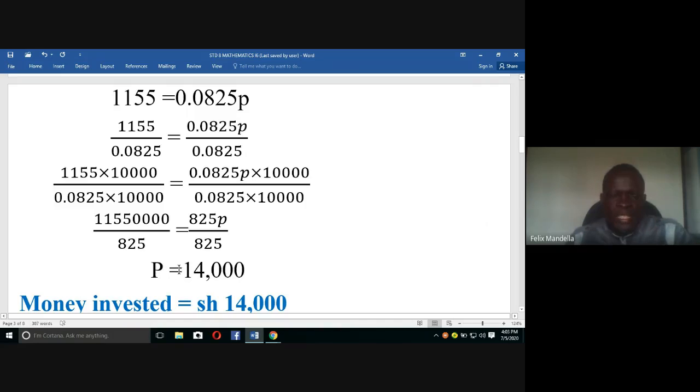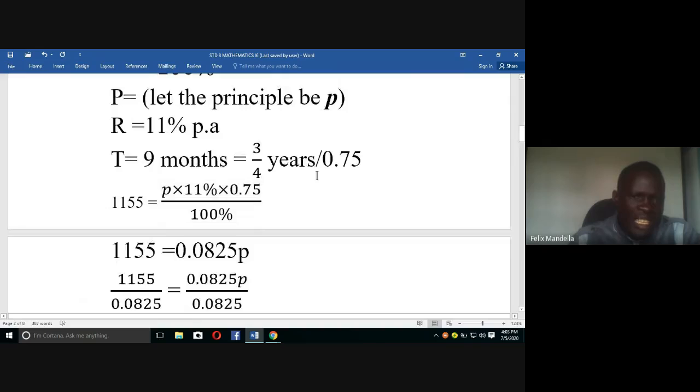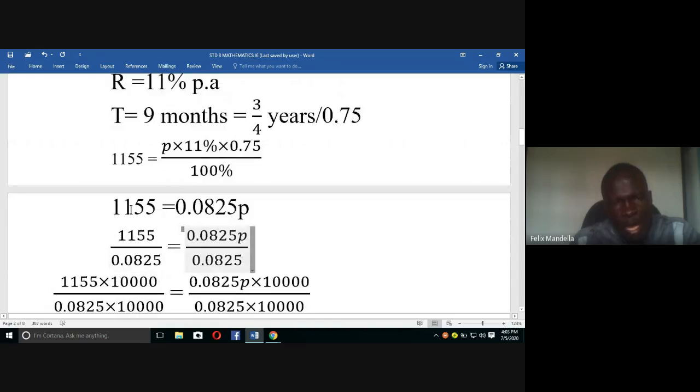And after getting your answer, you can try working it out. Can you use this one as the principal? The rate we have, 11%, then time is 0.75 for 3/4 months. You'll get your answer as 1,155 as the simple interest.